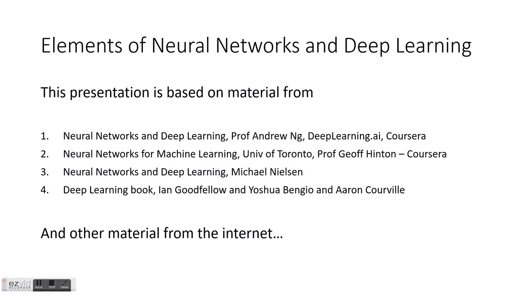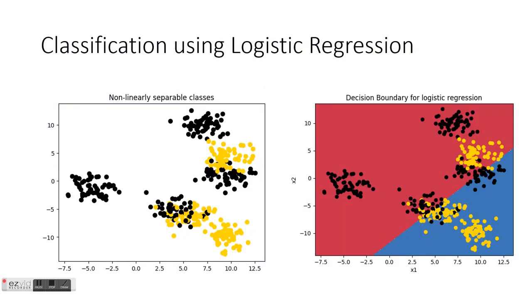This presentation, like the earlier parts, is also based on the two courses I had done from Coursera, namely Neural Networks and Deep Learning by Professor Andrew Ng, and Neural Networks for Machine Learning by Professor Geoffrey Hinton, and two books: Neural Networks and Deep Learning by Michael Nielsen, and the Deep Learning book by Ian Goodfellow, Yoshua Bengio, and Aaron Courville. I've also used other material from the internet.